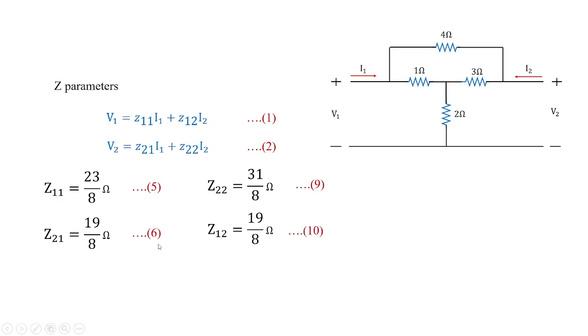Now with 5, 6, 9, 10, we are going to get the Z parameters, which is nothing but 23 by 8, 19 by 8, 19 by 8, and 31 by 8 ohms.